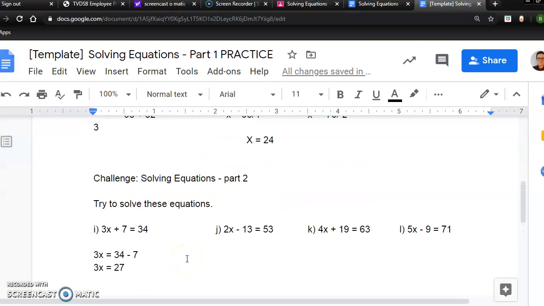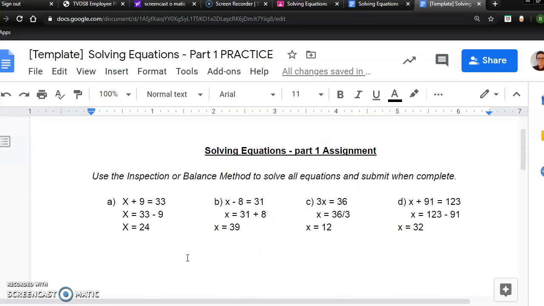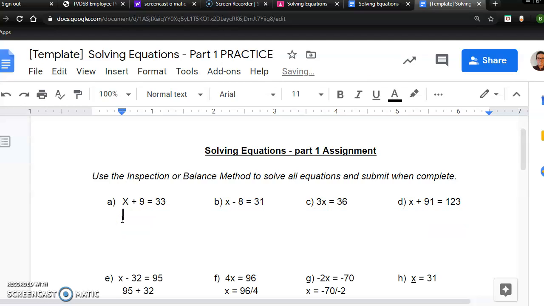Next, you had part 1 of solving equations. So we're going to go over this together using the balance method. If you remember the balance method, that hinged on what you do to one side of the equal sign, you have to do to the other side as well, with the whole goal being to get the unknown variable, or x in most examples, by itself on one side of the equal sign.